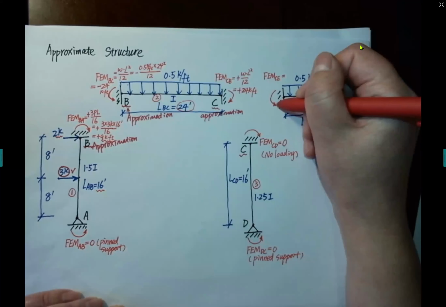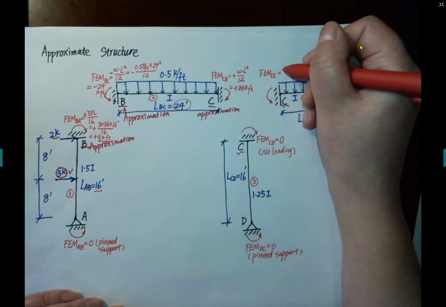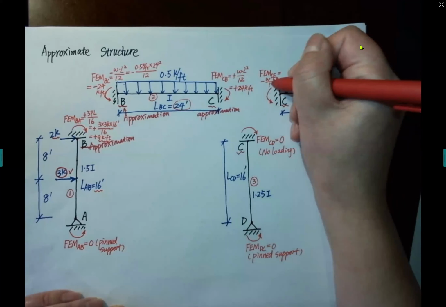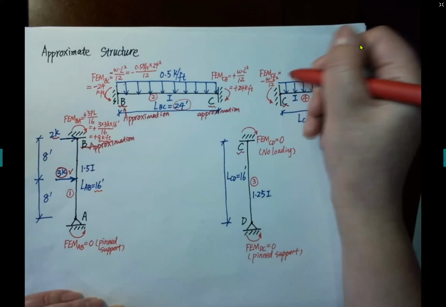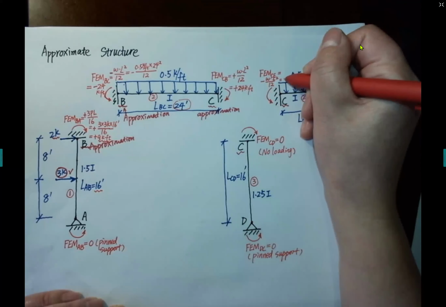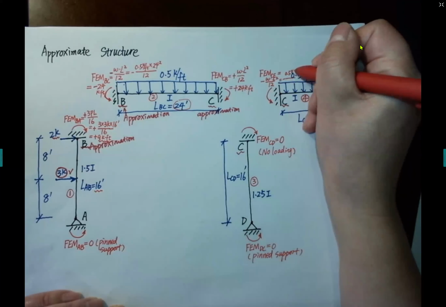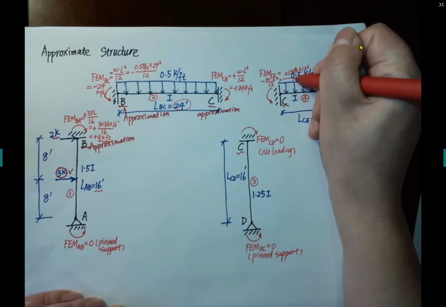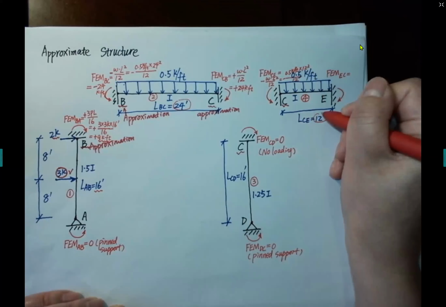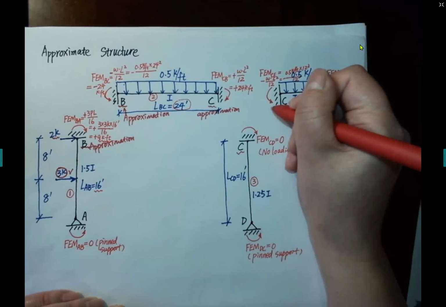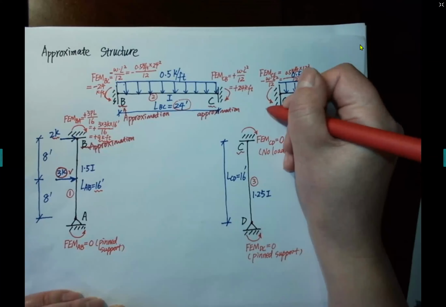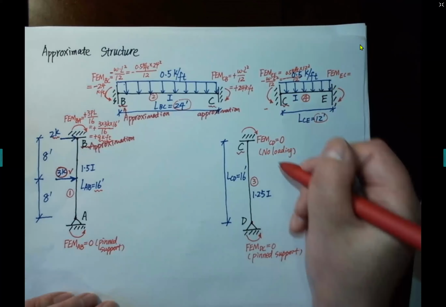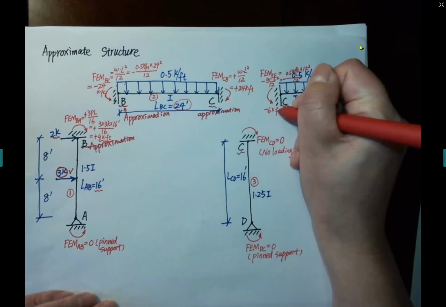On the C side, counterclockwise, so we use negative WL squared over 12, and that equals negative 0.5 kips per linear foot times 12 squared over 12. The length is 12 feet. So we get the fixed end moment equals, based on our calculation, negative 6 kip-feet.